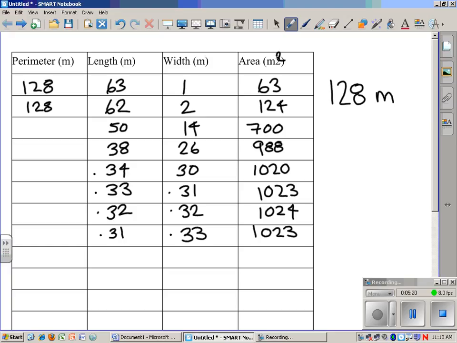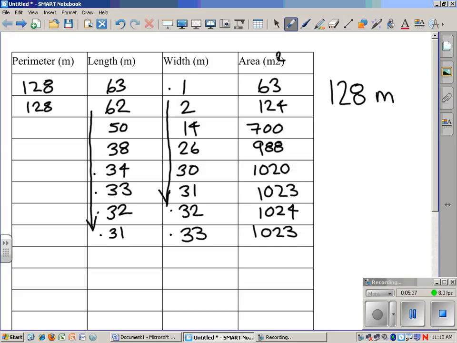So really, I don't think there are any other values that we need to test, because we started out right here with a width of only 1. We consistently increased the width and consistently decreased the length. So I think we've covered our values.